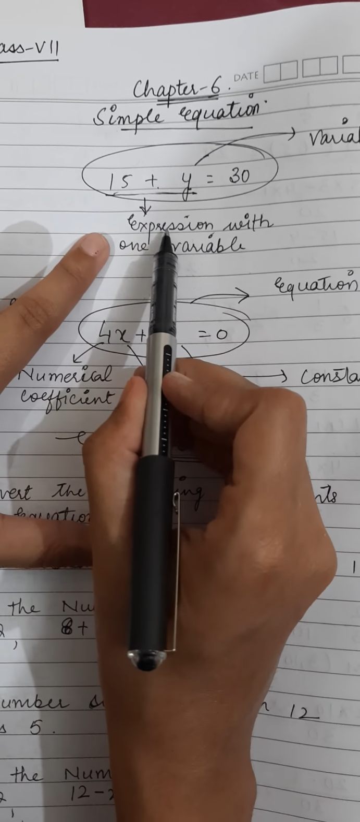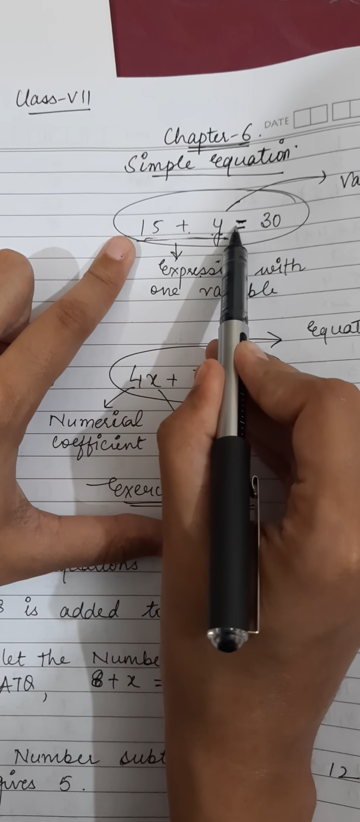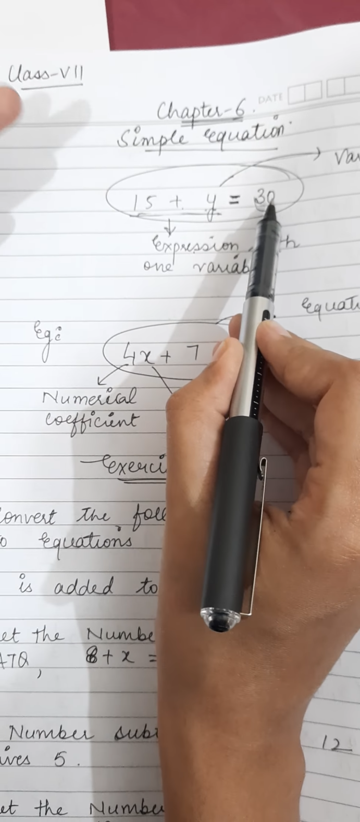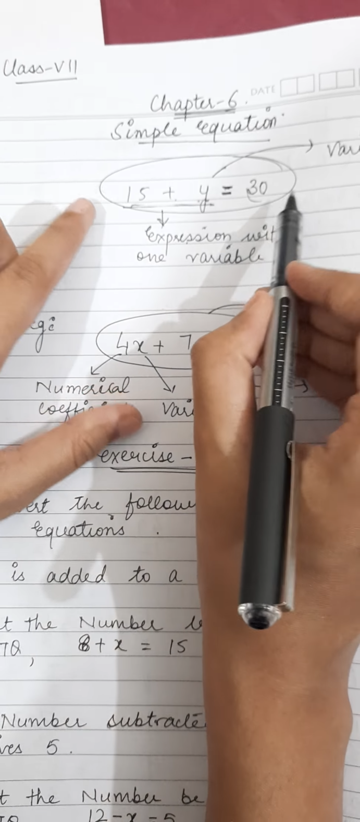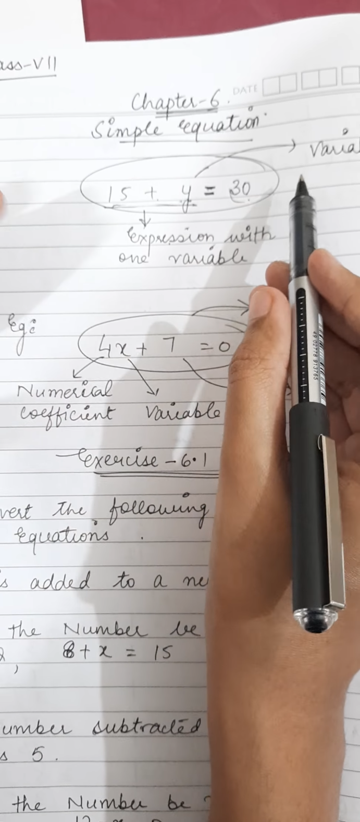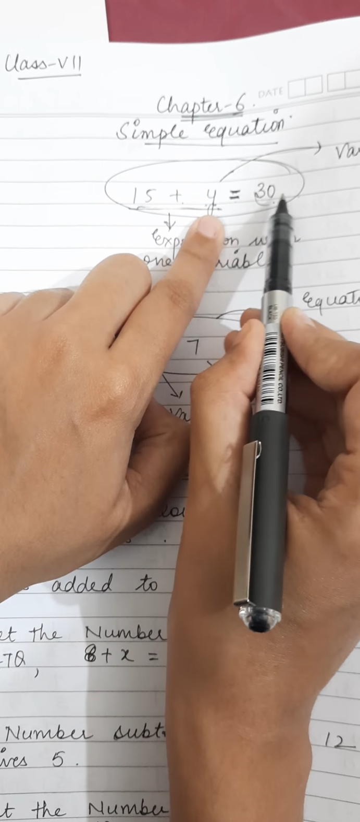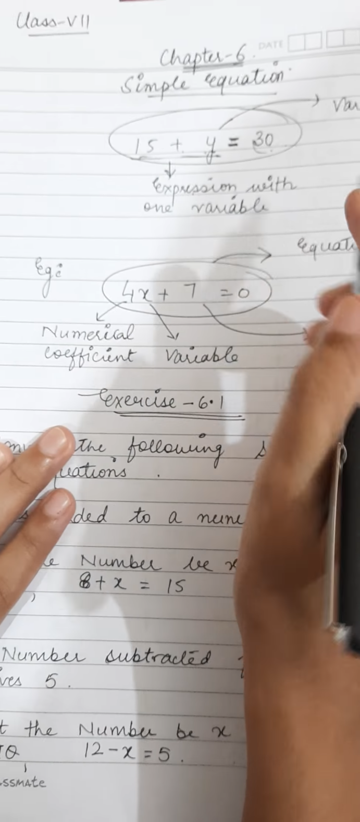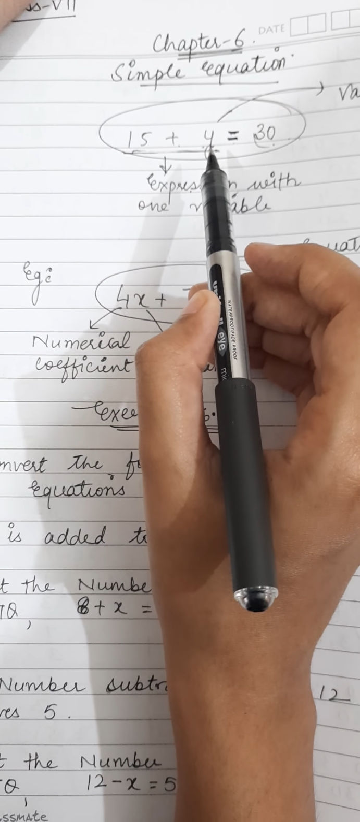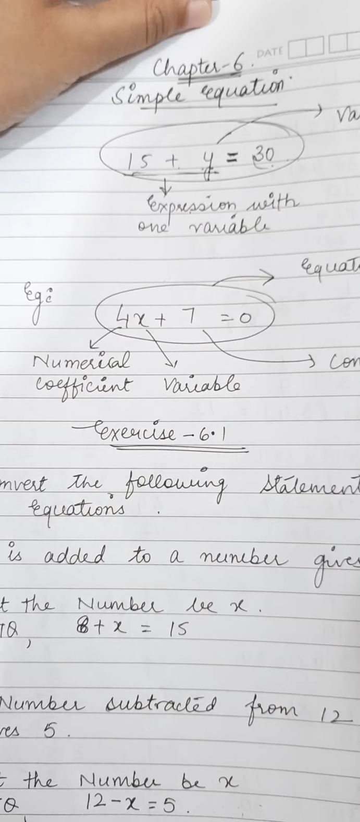Okay. Now, if I have equated this expression, equated means I have kept equals to something. It can be any number, 0, 30, 15, any number. Then this complete expression will become an equation. Equation means that I am equating it. Equating means I am putting equals to some number, right? Now, this y, any alphabet I am taking, x, y, z, a, b, that is called as the variable.